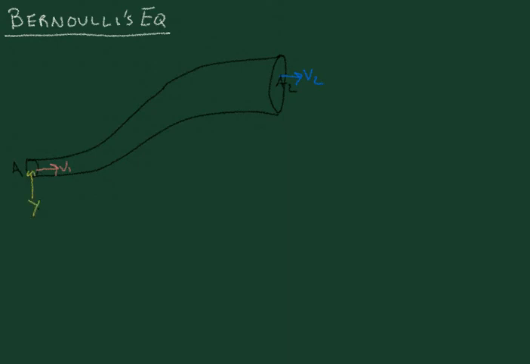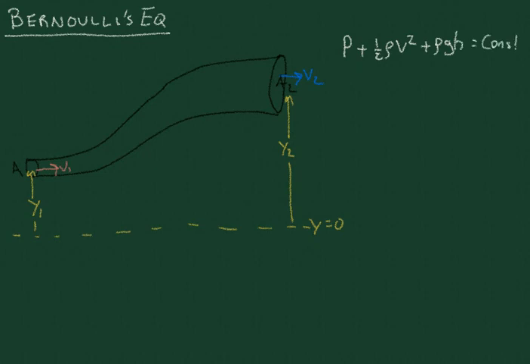And we'll say that these are different heights above some reference, Y1 and Y2. We'll call this our reference where y is equal to 0. What Bernoulli's equation tells us is that the pressure plus 1/2 the density of the fluid times its velocity squared plus the density times g times h is equal to a constant. So this is Bernoulli's equation.